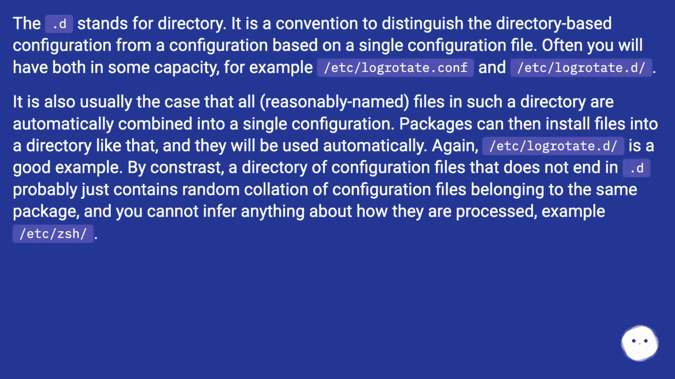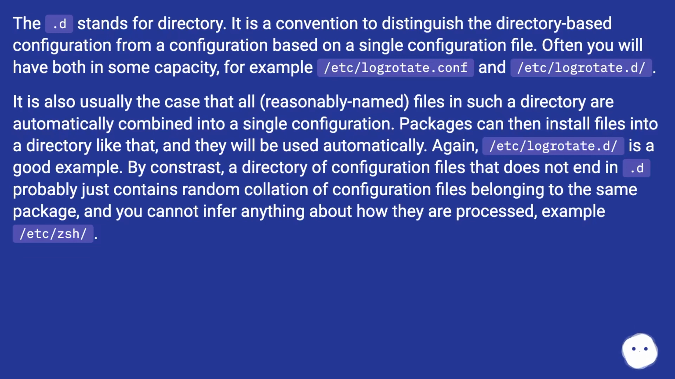The .d stands for directory. It is a convention to distinguish the directory-based configuration from a configuration based on a single configuration file. Often you will have both in some capacity, for example /etc/logrotate.conf and /etc/logrotate.d/. It is also usually the case that all reasonably named files in such a directory are automatically combined into a single configuration. Packages can then install files into a directory like that, and they will be used automatically.